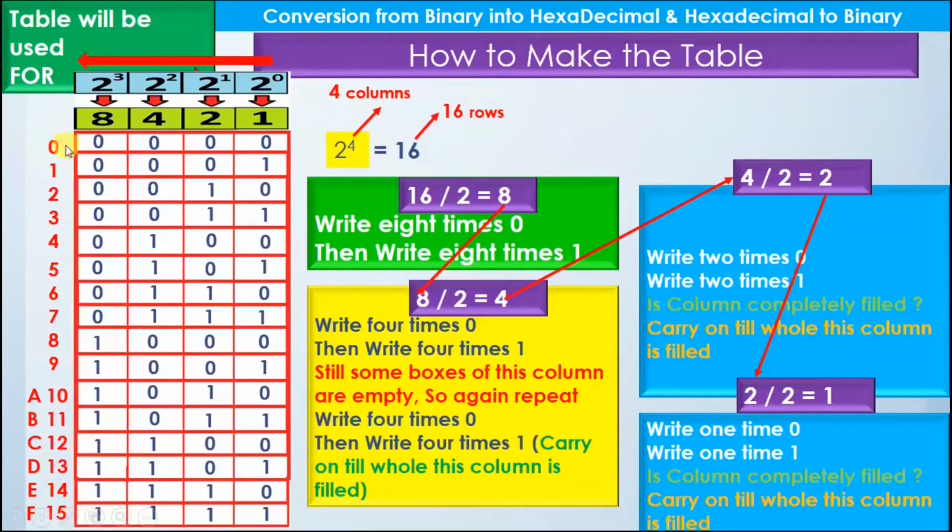So this is how these all values are calculated and written here. So we can say that 0 is equal to this, 1 is equal to this, 2 is equal to this, and so on till F. So now we have created the table. So now we will see how to convert hexadecimal into binary first by using the table.